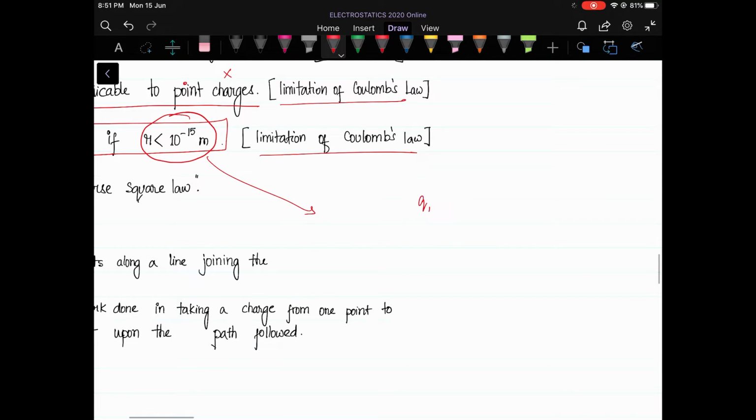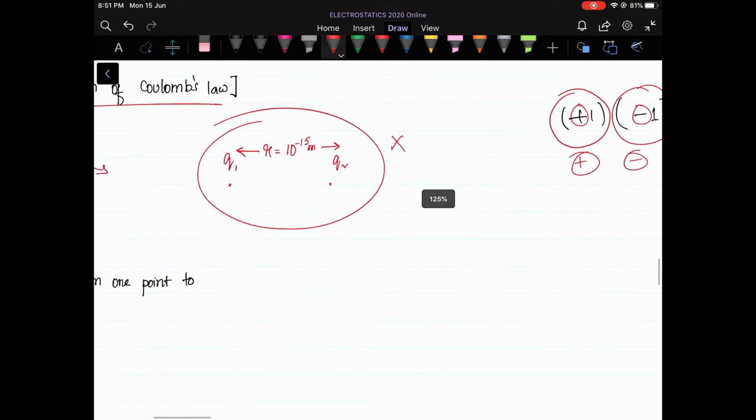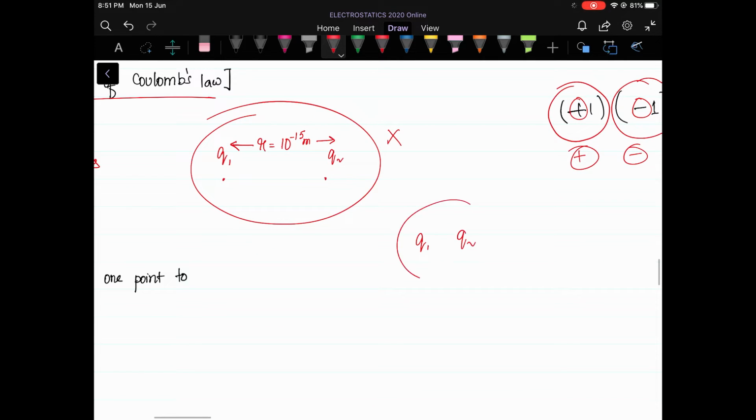It means you have two point charges Q1 and Q2, and the distance between them is found to be around 10 to the power minus 15 meters, or maybe less than that. Then you are not supposed to use Coulomb's law. The reason, I would say, is that when the distance between the two charges becomes so small, they start denoting a nucleus. And inside a nucleus, if charges are present, we know there's another kind of force which we call nuclear force. This nuclear force is the strongest force in nature, and hence we can ignore Coulomb's law.